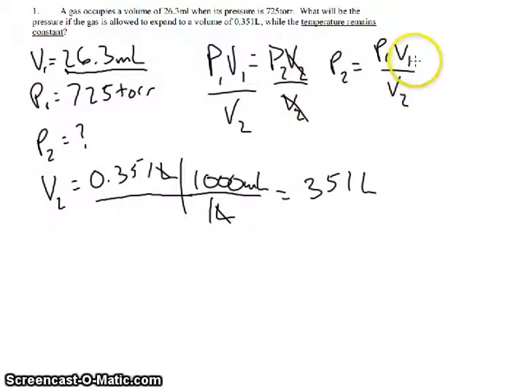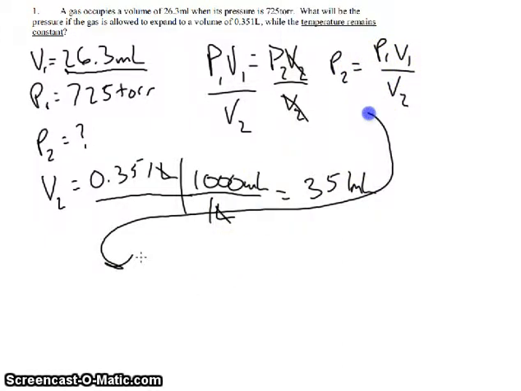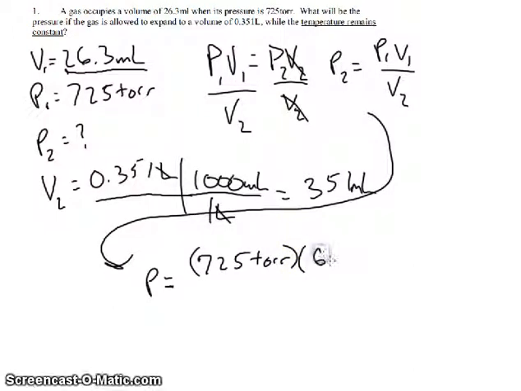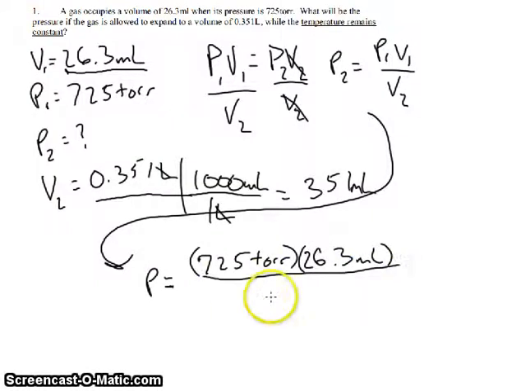All right, so let's plug. I put liters here. That should be milliliters. Sorry about that. Let's plug our numbers in there. So our P2 is equal to our P1, which is 725 torr, times our V1, which was 26.3 milliliters, divided by our 351 milliliters that we had there.